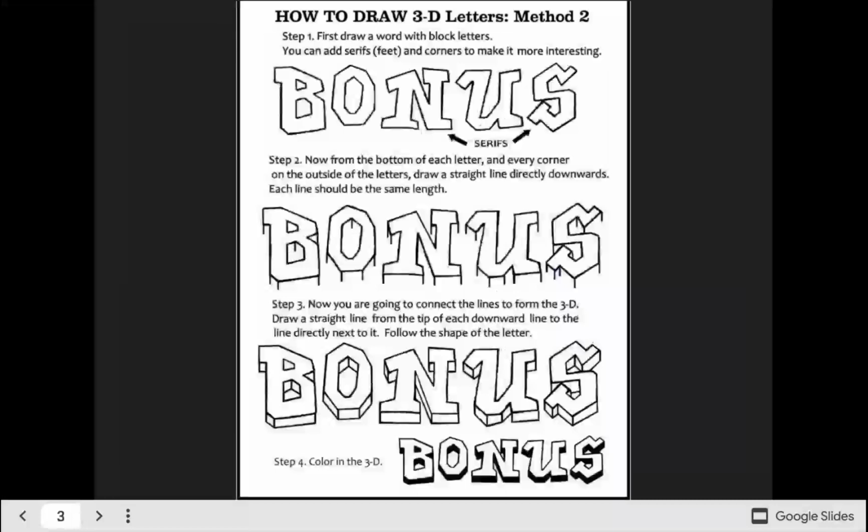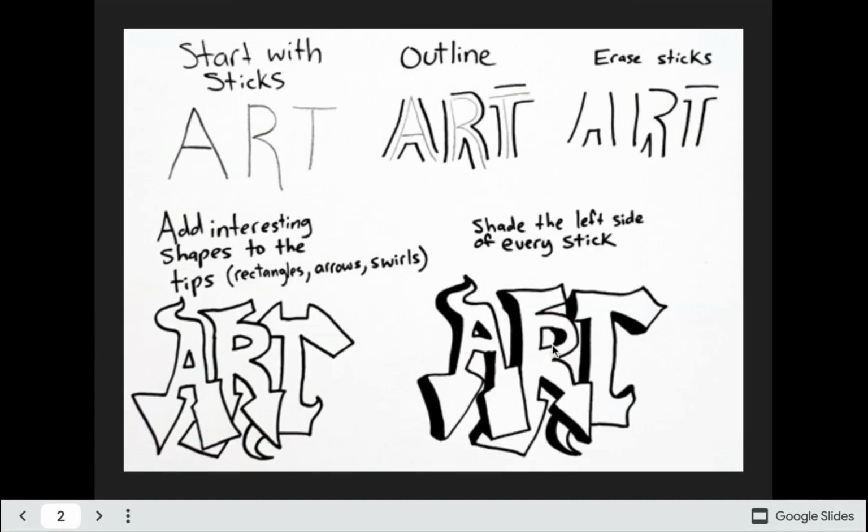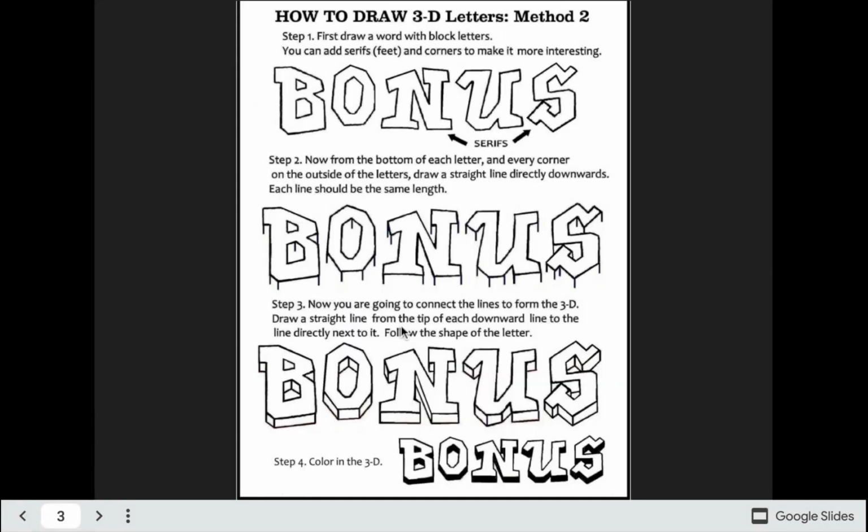Next one is the word bonus. And again, it's going to show you another style of writing, how to add that 3D component in a different manner. So if you look here, on art, the 3D is on the left side. And on bonus, the 3D is coming from the bottom. So it looks like it's coming out from the bottom of the page. Okay, so that's your second word.